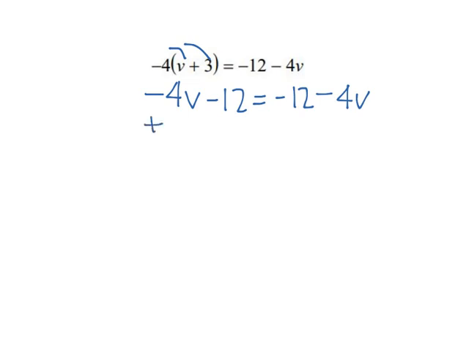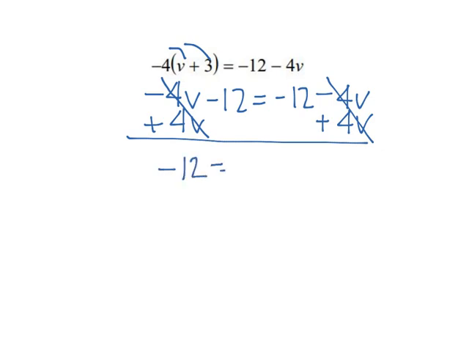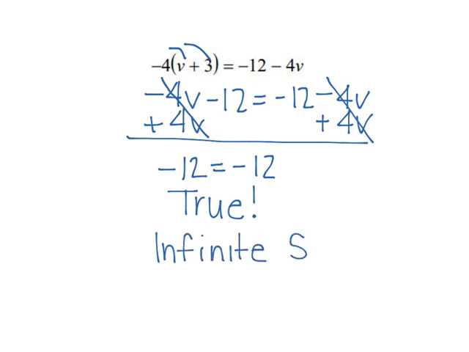What I'm going to do is add my 4v to both sides. But what we see happens is that both the 4v's cancel out. I'm left with negative 12 equals negative 12. This is true. So what that means is that we have infinite solutions to this equation.